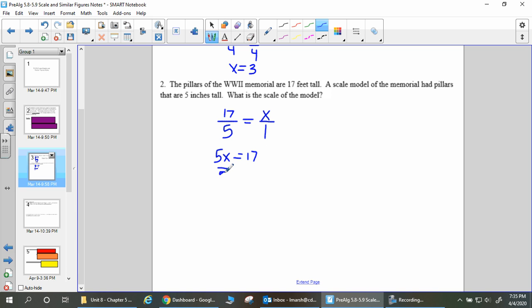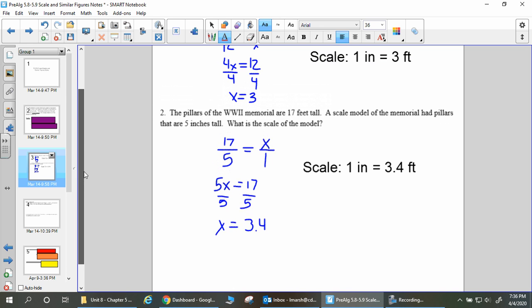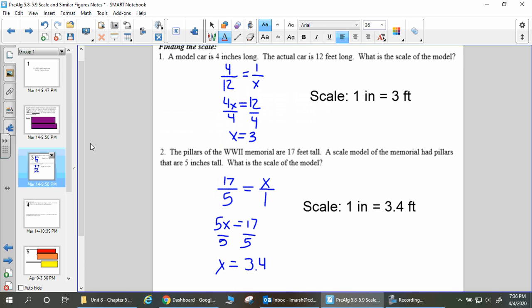and I'm going to divide. And in this case, my x is going to equal 3.4. And so once again, I'm going to show my answer. I'm going to say that the scale is 1 inch equal to 3.4 feet. Make sure you're taking whatever units are in the problem. So what are the units for the model? What are the units in real life? Both of these examples used inches and feet. That doesn't mean that all of them will use inches and feet.